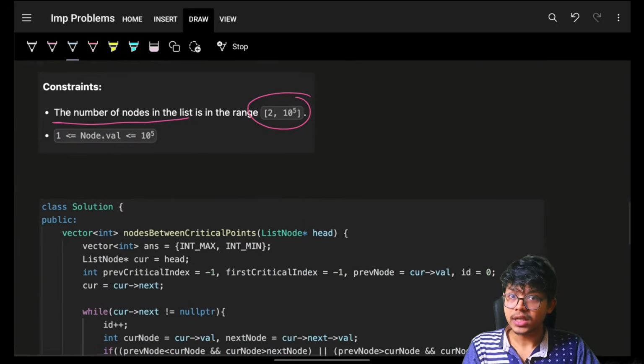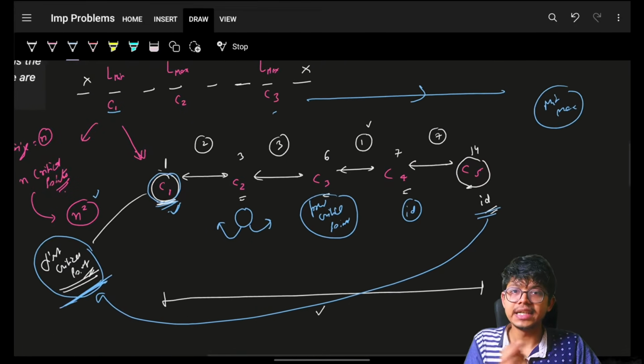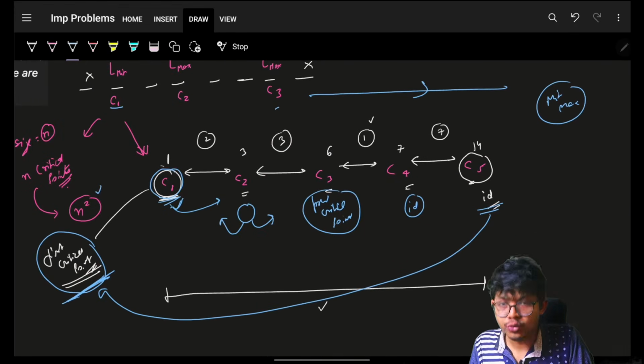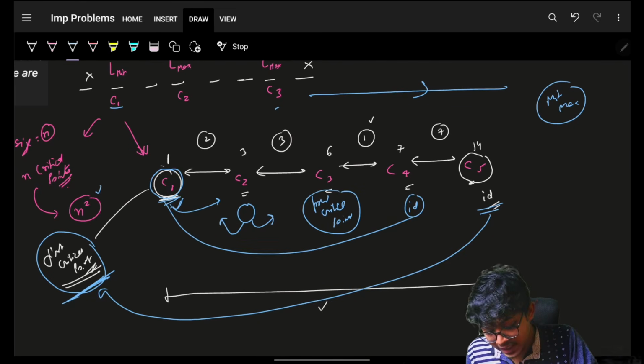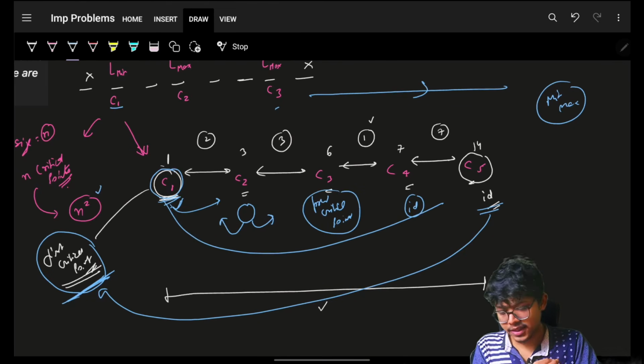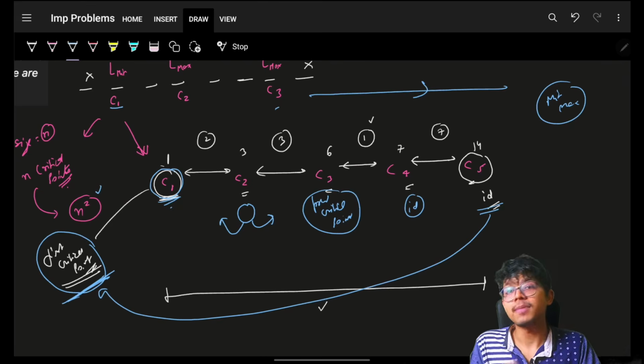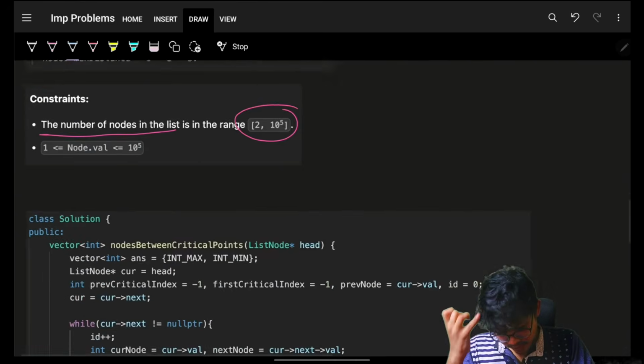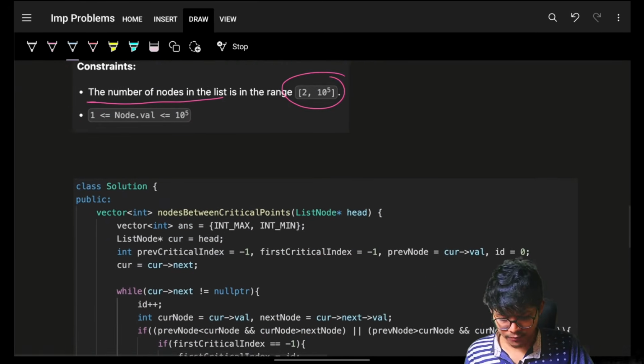Let's see the code again. This is called a greedy approach: you greedily choose the nearest index, you greedily choose the farthest index, just so as to minimize or maximize your answer. Cool. Now let's see the code. It's exactly the same as what we discussed.